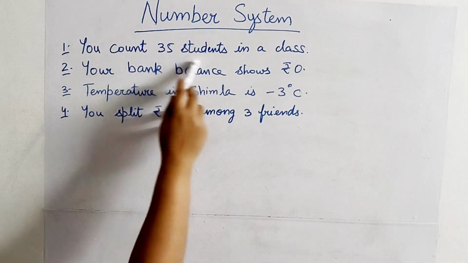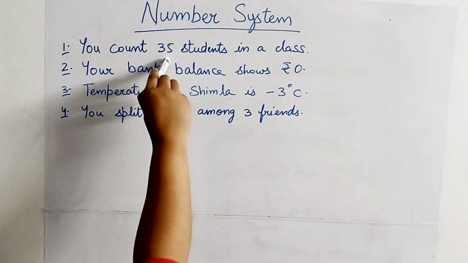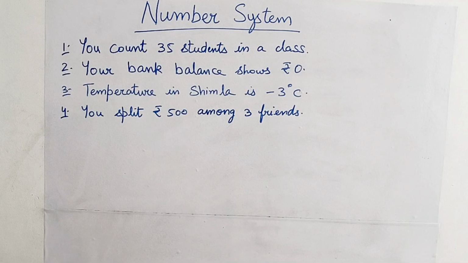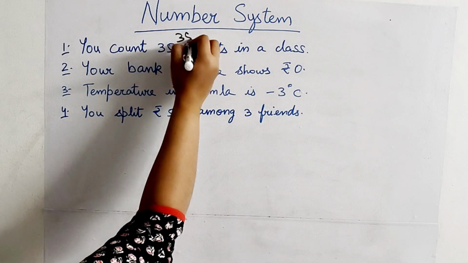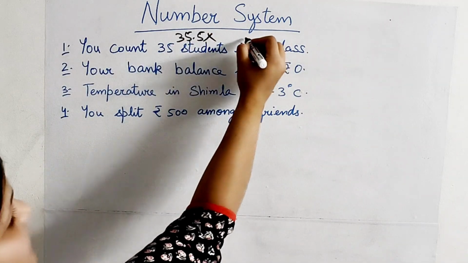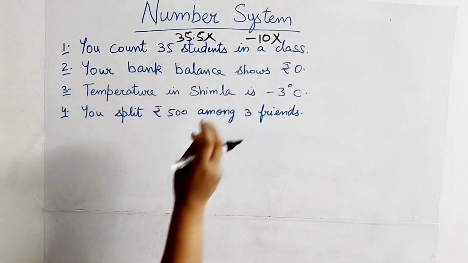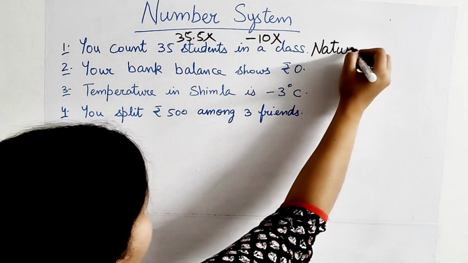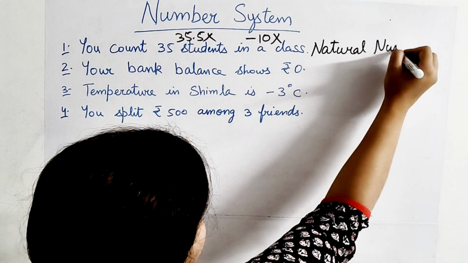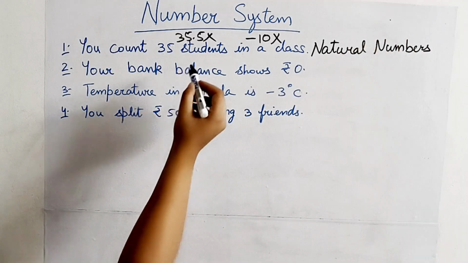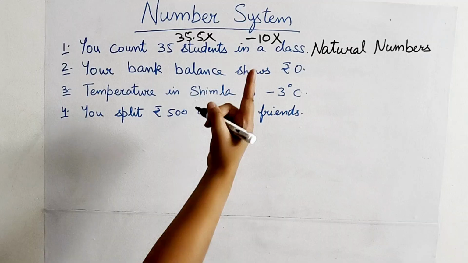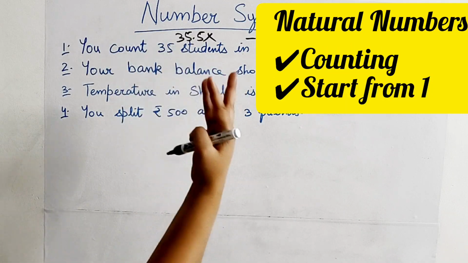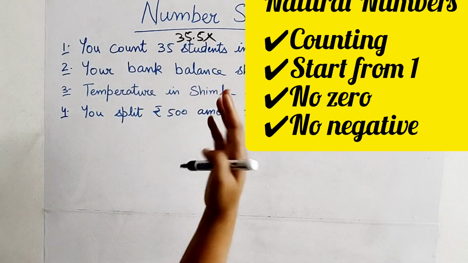Situation 1. Counting students. So we have 35 students. We cannot have 35.5 students. Not possible. We cannot have minus 10 students. So these are called natural numbers. These numbers are used for counting. They start from 1. There is no 0 and there is no negative number.